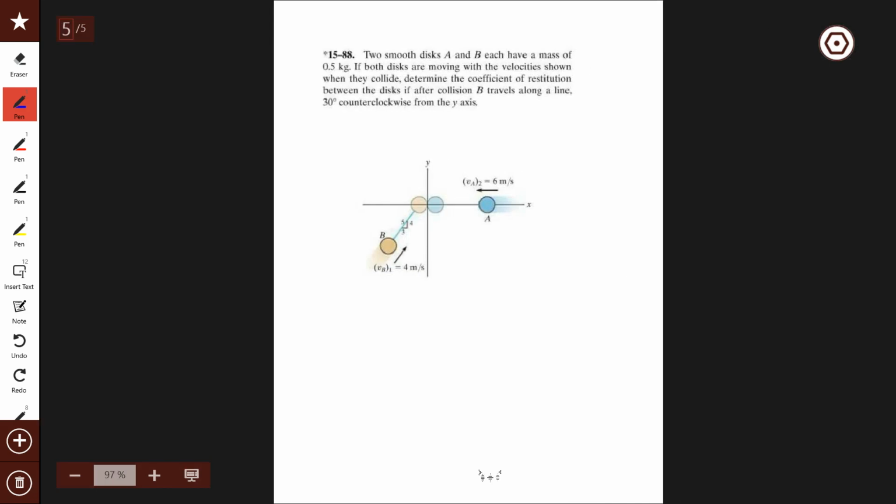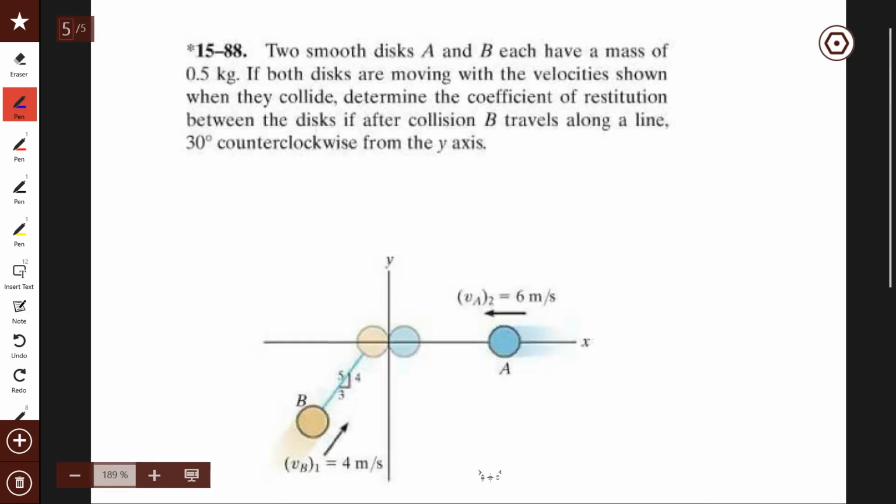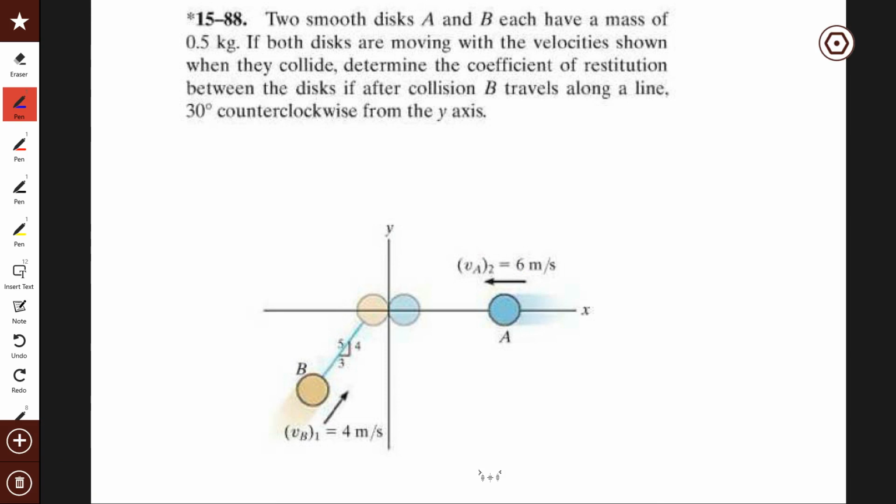I think this is the last one. Two smooth disks, A and B, each have a mass of blah, blah, blah. This is the only one I've got that has a coefficient of restitution. It really isn't that bad. Two smooth disks, A and B, each have a mass, and they collide. After the collision, B moves along the line 30 degrees, whatever.